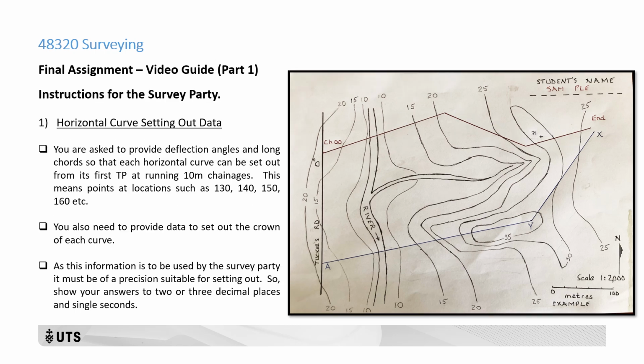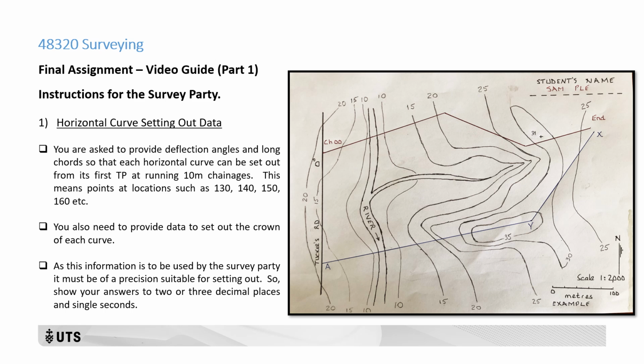Okay, we're now wanting you to do the horizontal curve setting out data. You're going to have a survey party that will come out after you've done the paper design, and they'll set out the road for you so you can show the farmer where it's going to go. So each curve has to be set out at running changes of 10 metre intervals plus the first and last TP. So what that means is going to be points such as TP1, 130, 140, 150, however many points there are around that curve, then TP2.